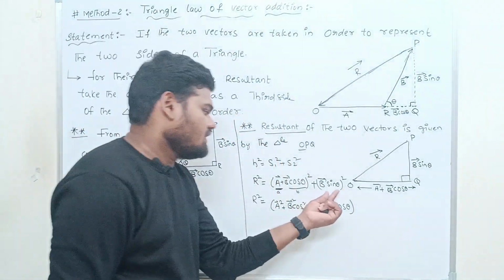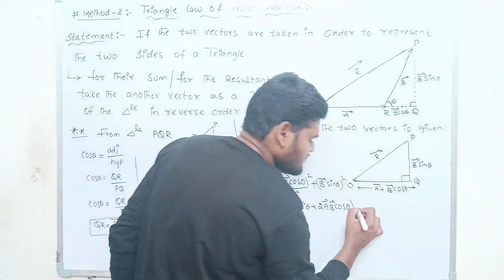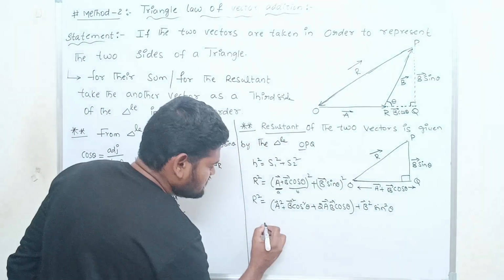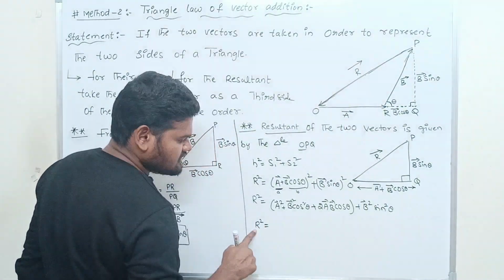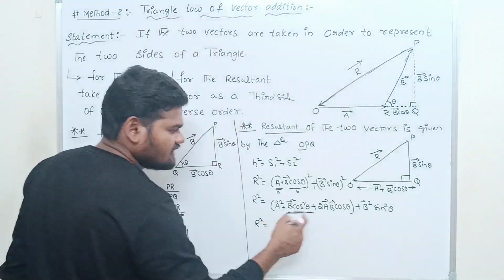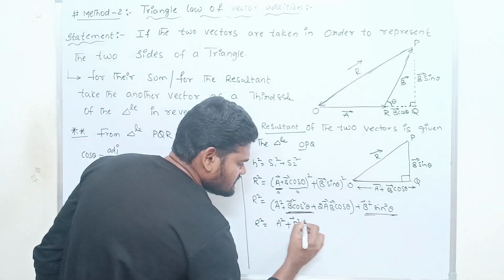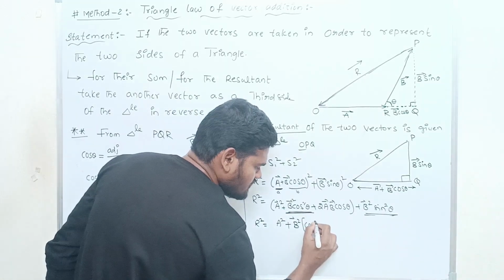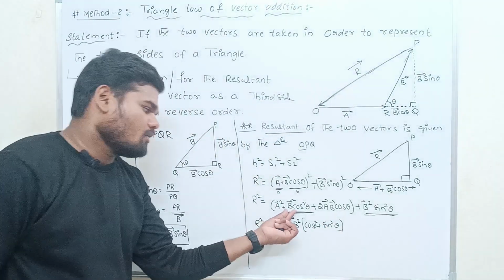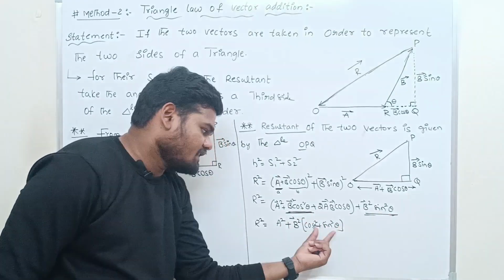Bracket close. Now here we have B bar sin theta whole square. Then we will get B square sin square theta. So R bar square is equal to A square plus B square cos square theta plus B square sin square theta. I'm just taking B square common. So then we will get cos square theta plus sin square theta.